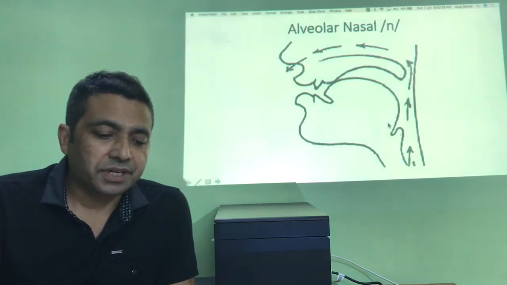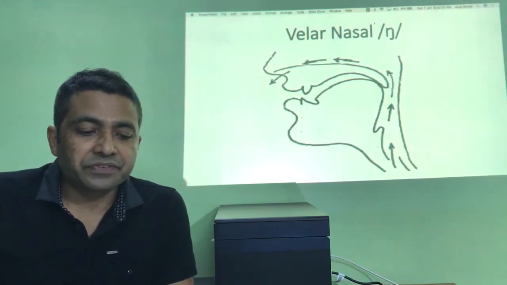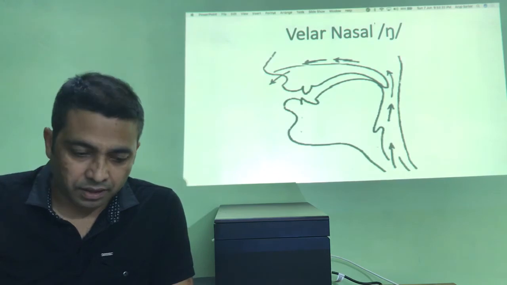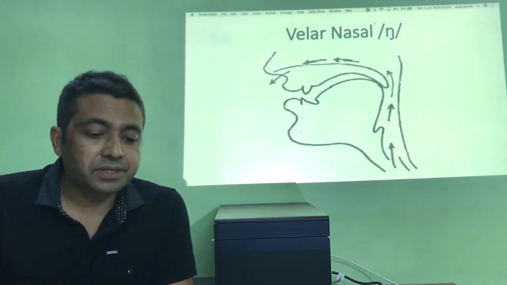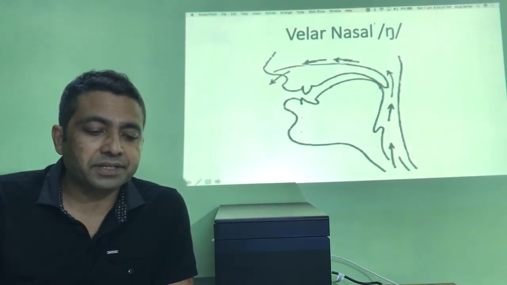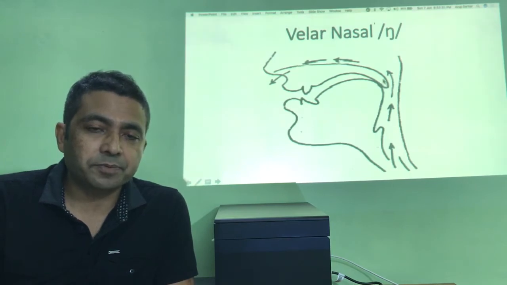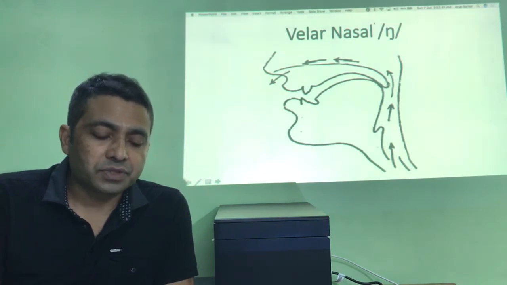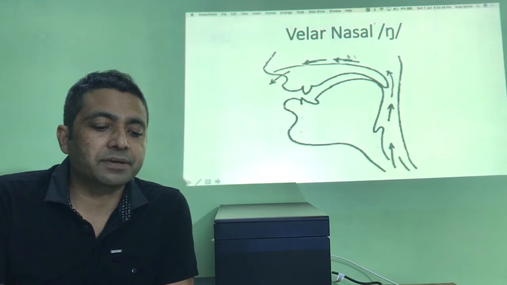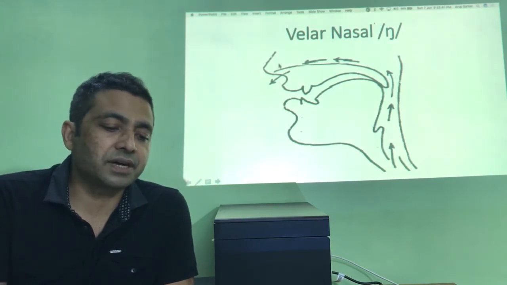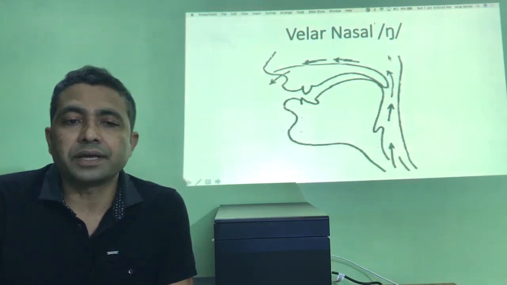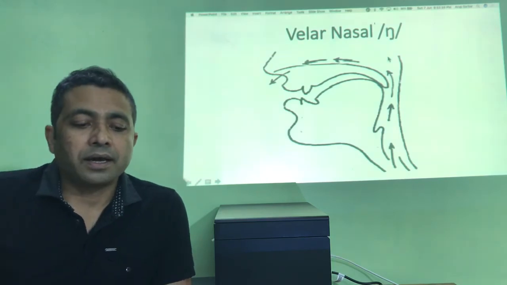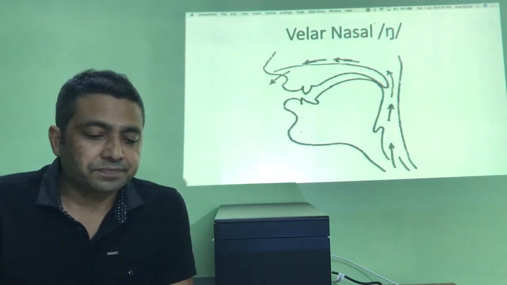It is voiced again. Then we have velar nasal, nga. Velar because the back of the tongue makes contact against the velum. This is the velum, soft palate or velum. So the back of the tongue makes a contact here, and of course the velum comes down to open the nasal passage, hence it is a nasal sound. So velar nasal is nga, and it is voiced.